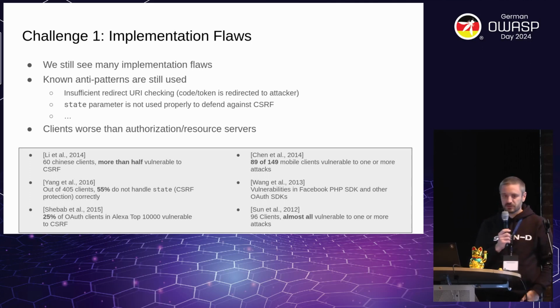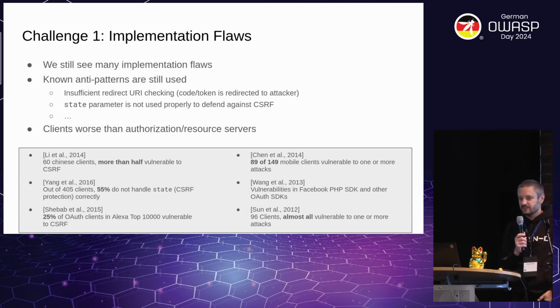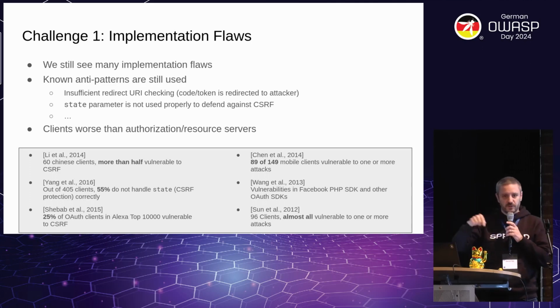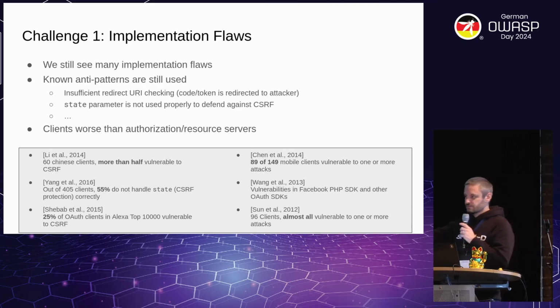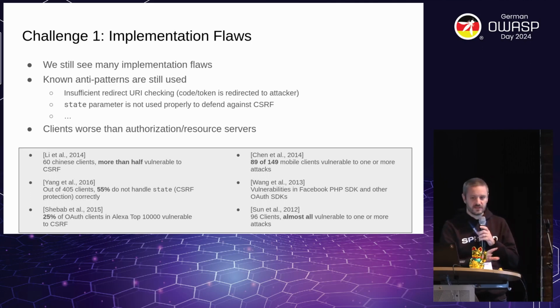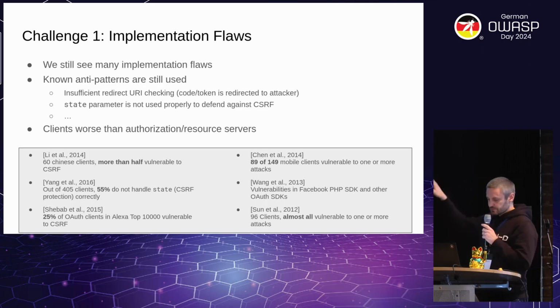There's a parameter called state, which can protect against CSRF attacks, but oftentimes it's not used correctly. And we've also noticed that there are many more client implementations than there are authorization and resource servers, but the clients have a much poorer quality than the servers, because the servers are often more complex. They are maintained by big corporations oftentimes. Oftentimes they are fine, but the clients make the mistakes. There's also research supporting all those findings, so it's really bad on the implementation quality front.